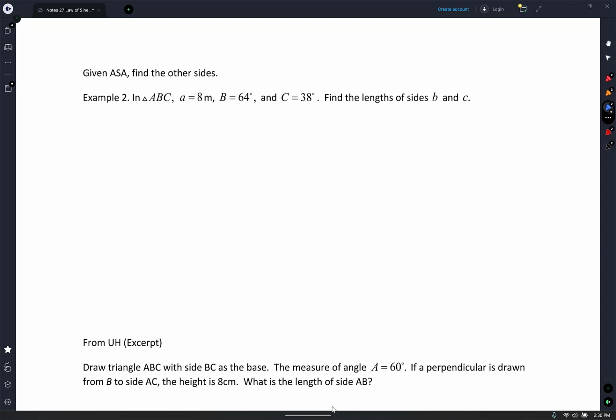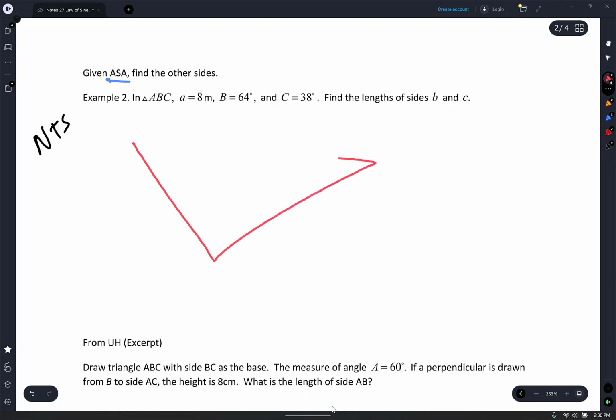The next one says given angle, side, angle. It doesn't matter as long as they give you 2 angles and a side, whether it's angle, angle, side, or angle, side, angle, guys. So, not to scale, I'm going to draw another triangle.